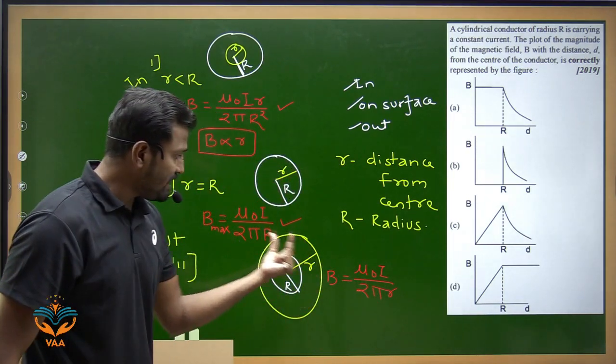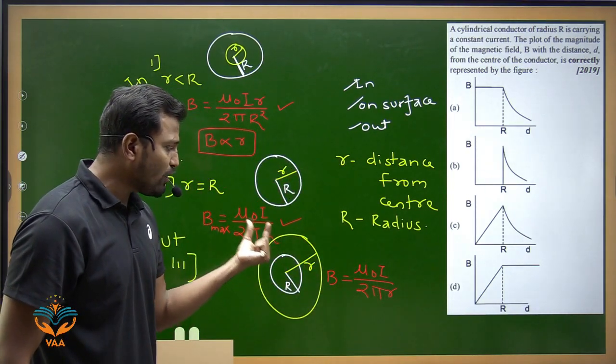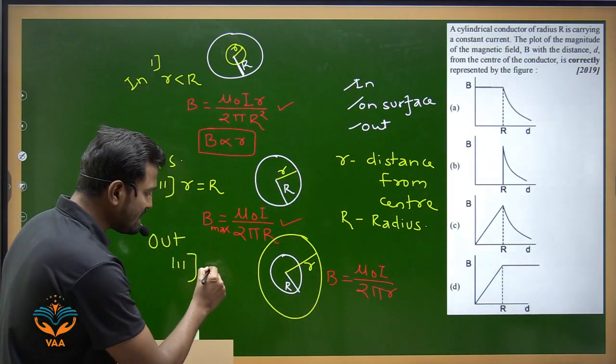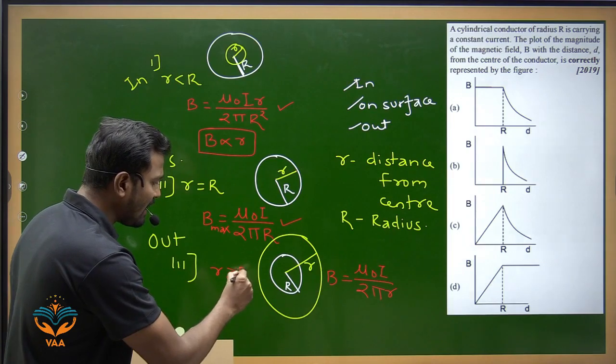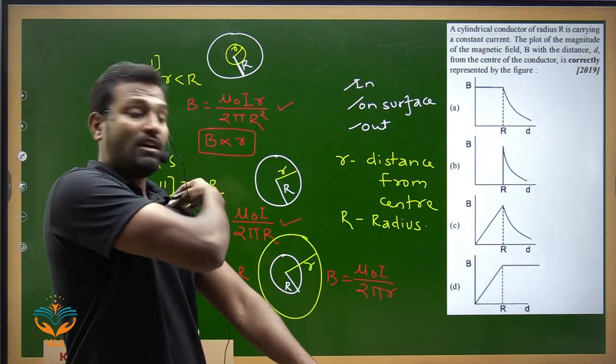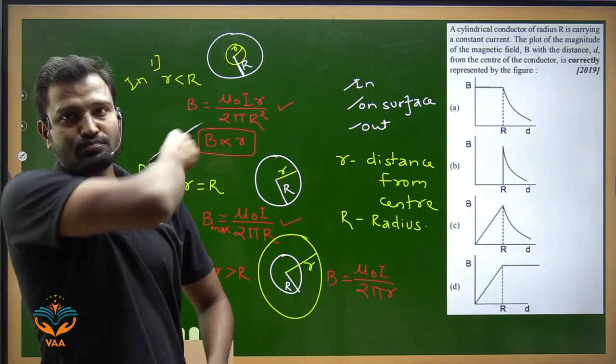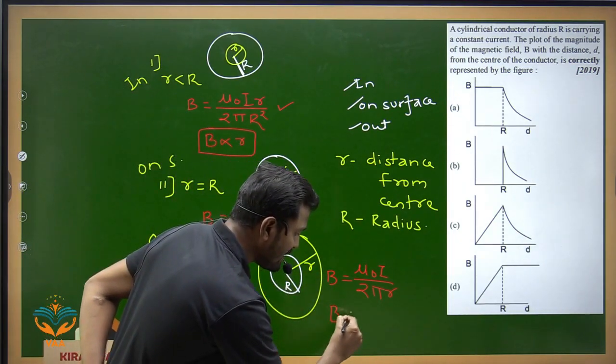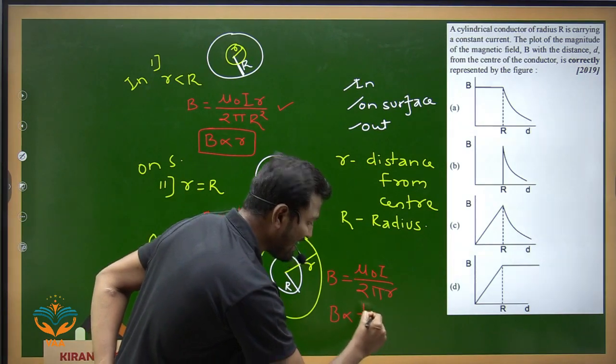Small r, difference between these two, here we can take small or capital R. We can take any because both are same. Here we can simply say that r is greater than R. Here the value of r is greater than R. So for this particular case we can say that the magnetic field is directly proportional to 1 by r.